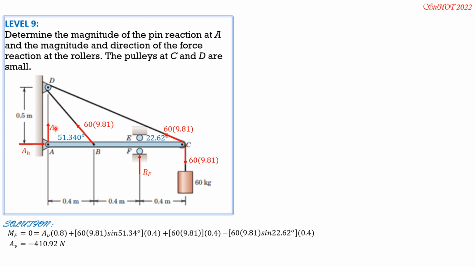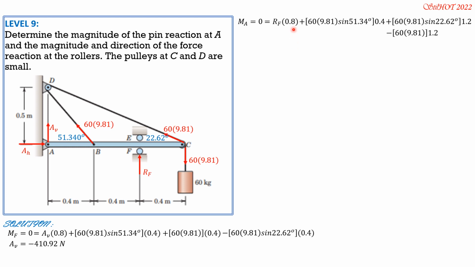Then after AV, we set moment at A equals 0 to solve for RF. So this time counterclockwise positive, so RF times 0.8, then plus the vertical component of this tension, plus 60 times 9.81 sine of 51.34 times moment arm 0.4, then plus the vertical component of this tension, 60 times 9.81 sine of 22.62 times 1.2 moment arm, then minus 60 times 9.81 times 1.2 also.